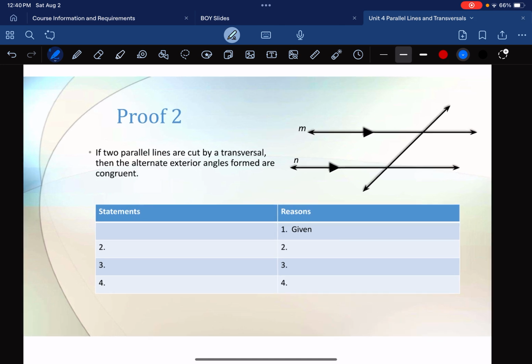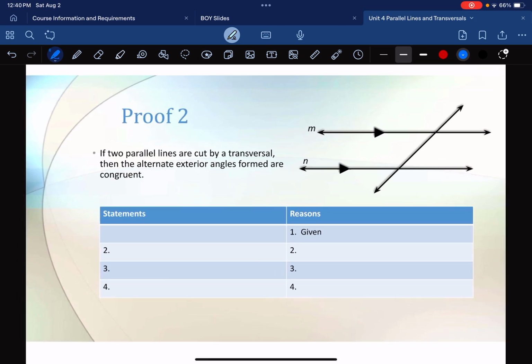How about this one? You want to give it a try? See if you can do it? Then come back and see if you got it right. All right, this time they're giving me two parallel lines again. M's parallel to N. I'm going to number a pair of alternate exterior angles. I need to prove that 1 and 2 are congruent.